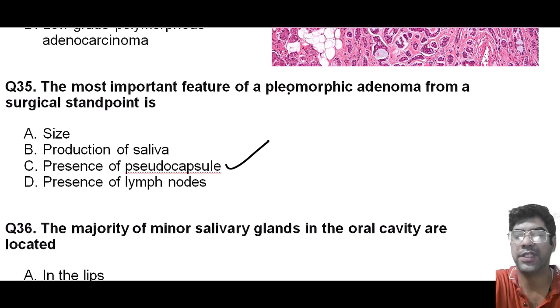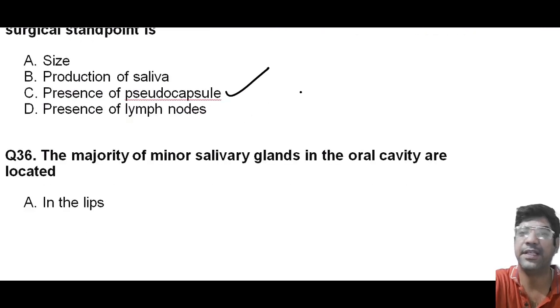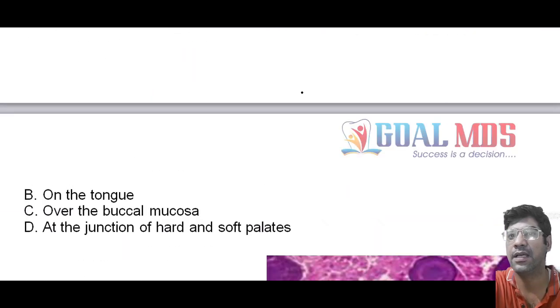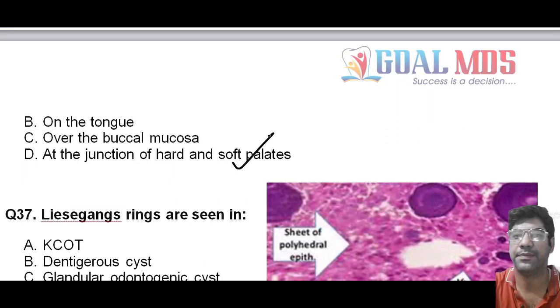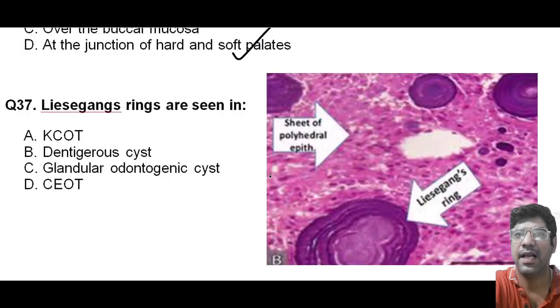Let us move to the next question. The majority of the minor salivary glands in the oral cavity are located at the junction of the hard and the soft palate. So mark answer D. Next question.